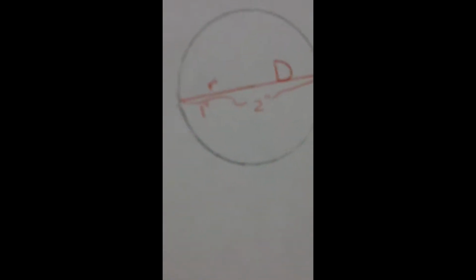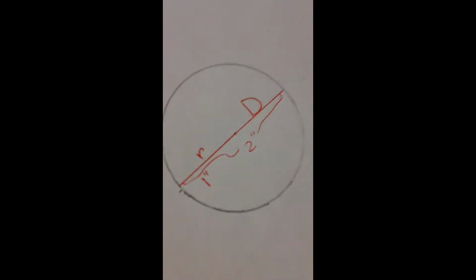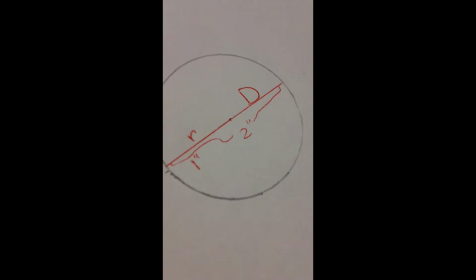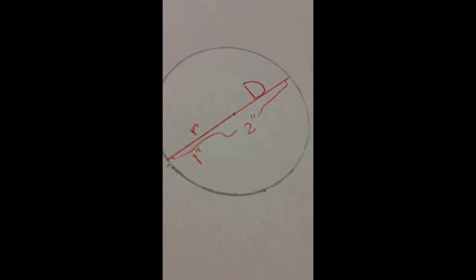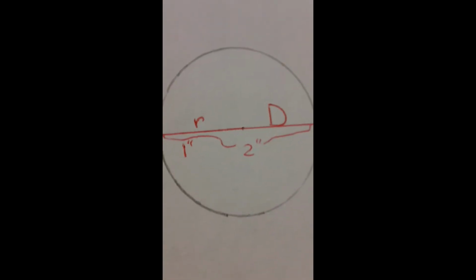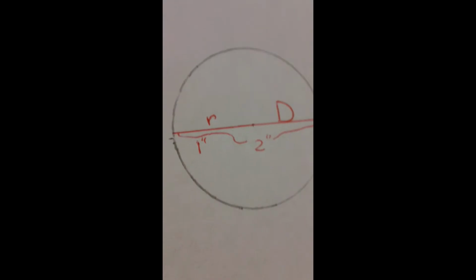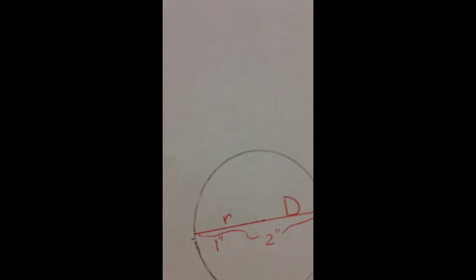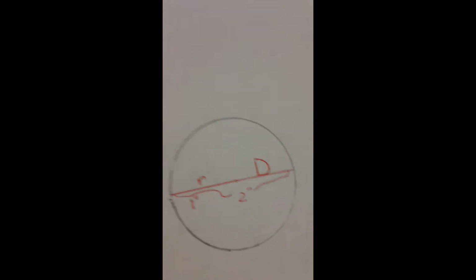Now, as it says on the board, for number 7, I want you to write the definition for a central angle. An angle formed by 2 radii is a central angle. The sum of the measures of the central angles of a circle is 360 degrees.